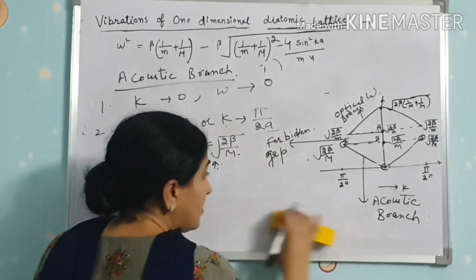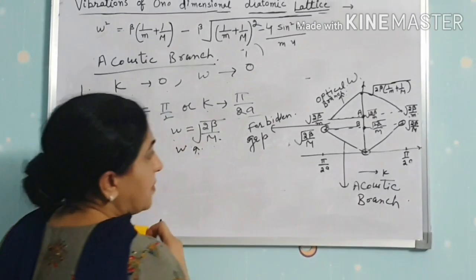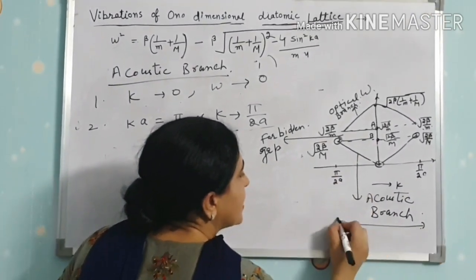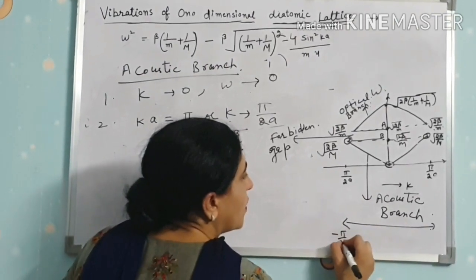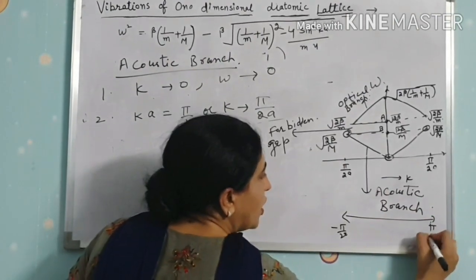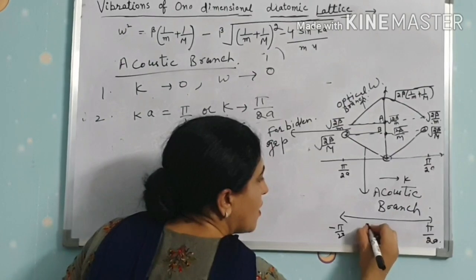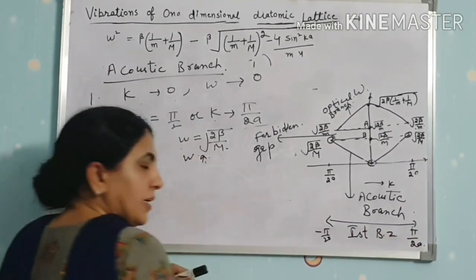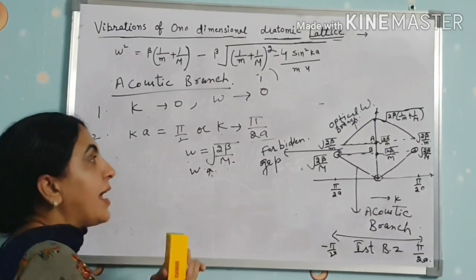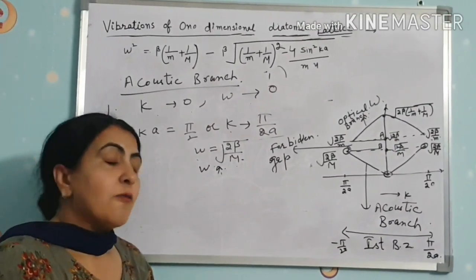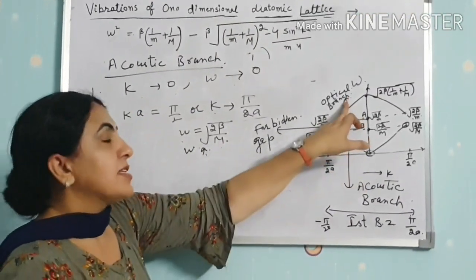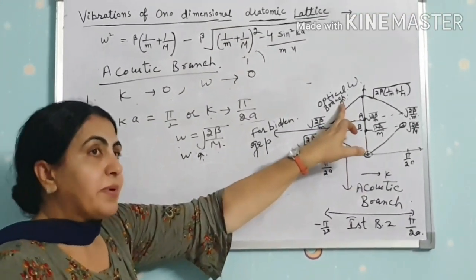And now the Brillouin zone. The first Brillouin zone is formed between minus pi by 2a to plus pi by 2a, like in the monatomic case. Then the next question arises: why is this branch called the acoustic branch and why is this branch called the optical branch?